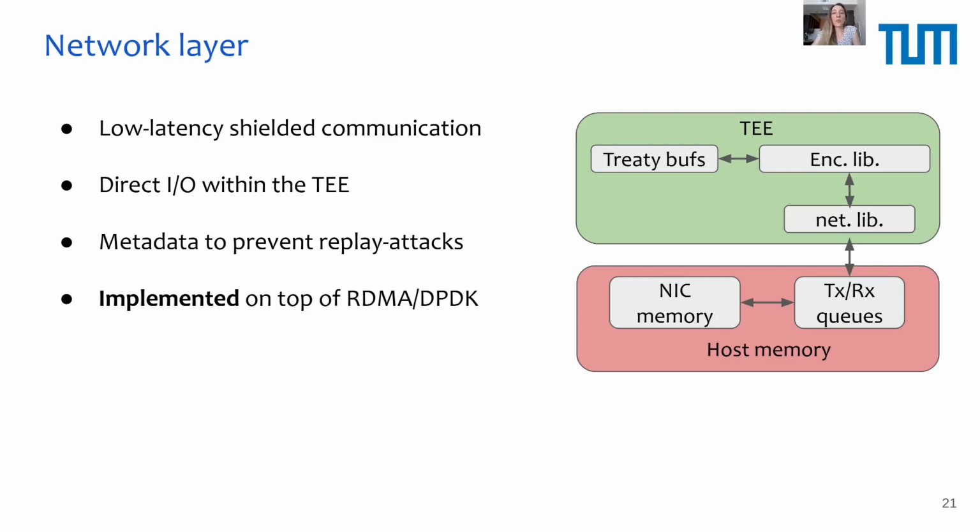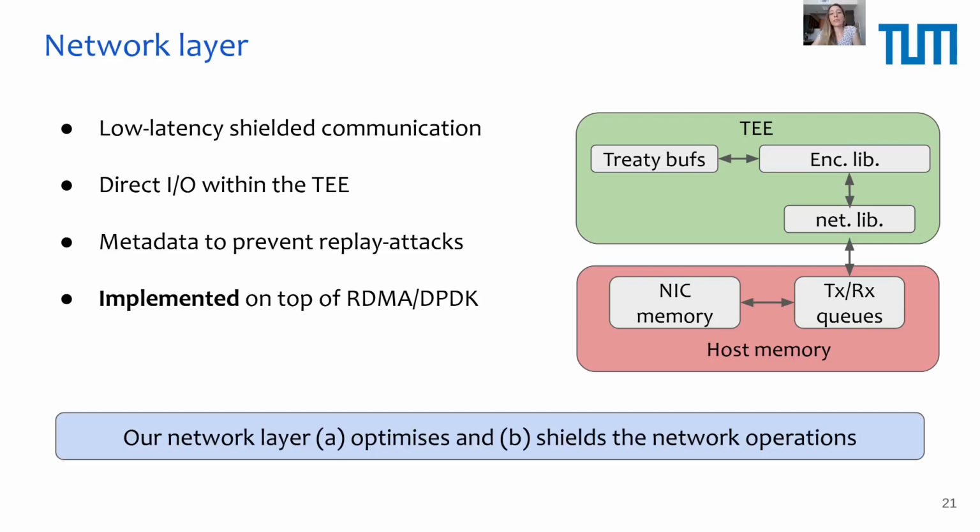In addition, we encapsulate some metadata to prevent replay attacks on the network. Our code base is implemented on top of RDMA and DPDK. To sum up, our network layer serves two goals. First, to optimize, and secondly, to seal the network operations.